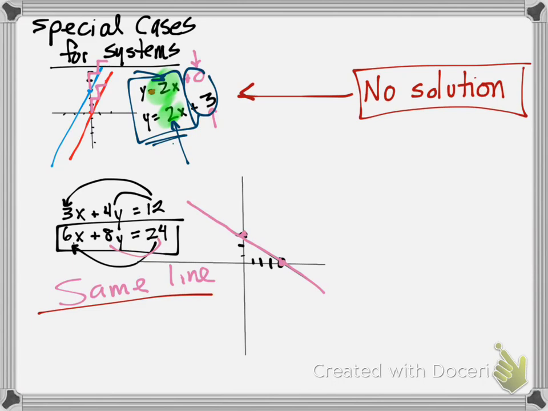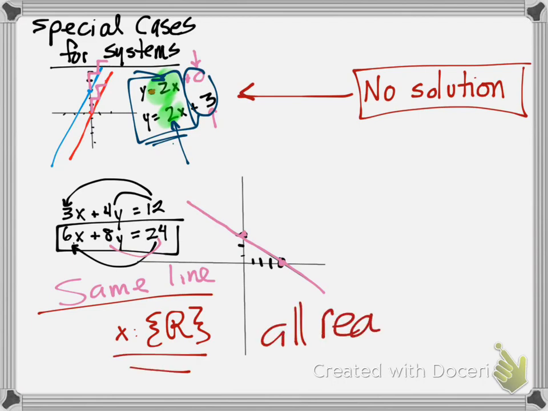So x is a real, oh my god, I can't even draw that, is a real number. Any number for x will result in the same y value for each equation. So another way to say it would be all real numbers. And that's looking at it as a graph.